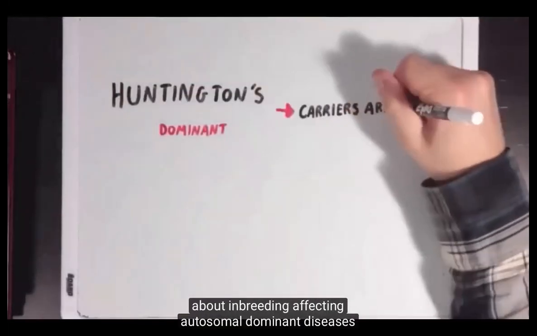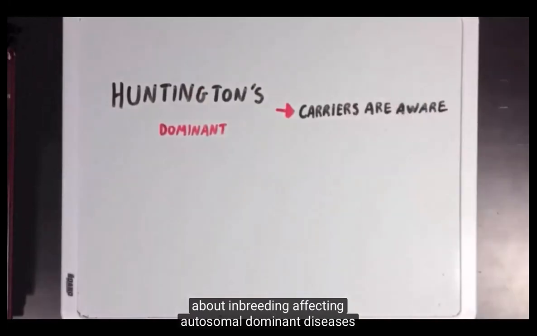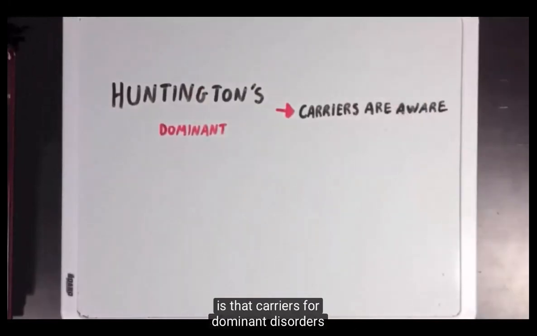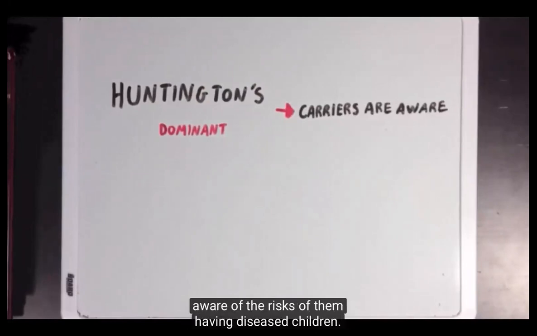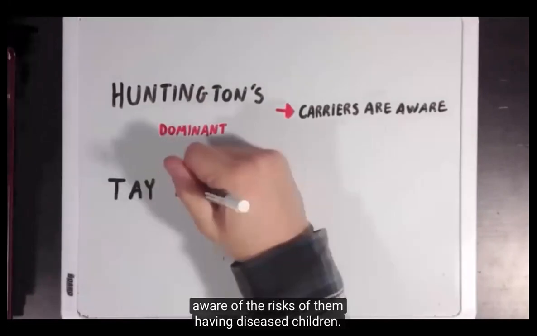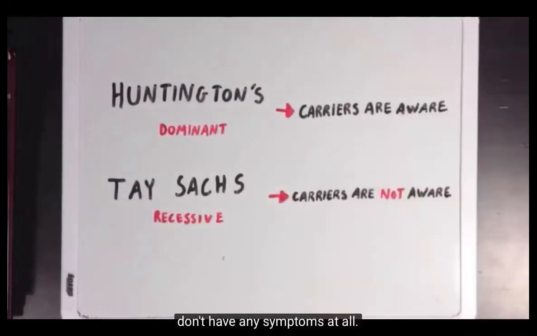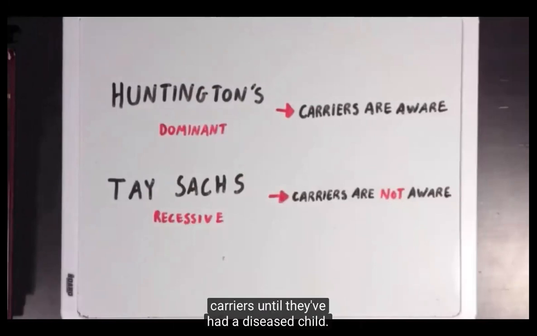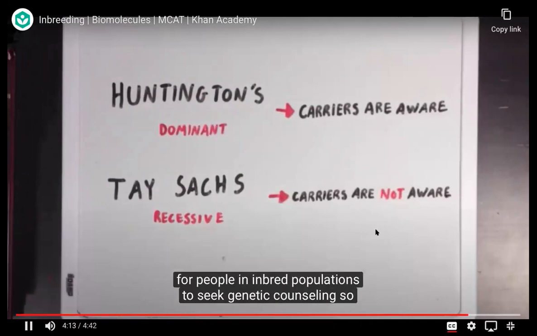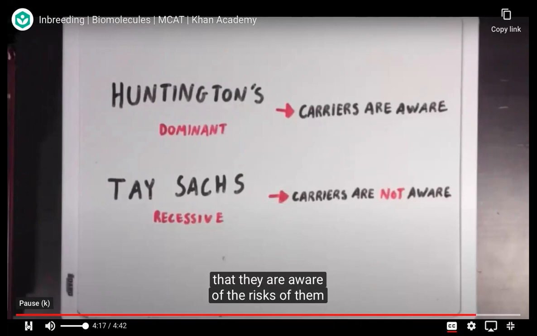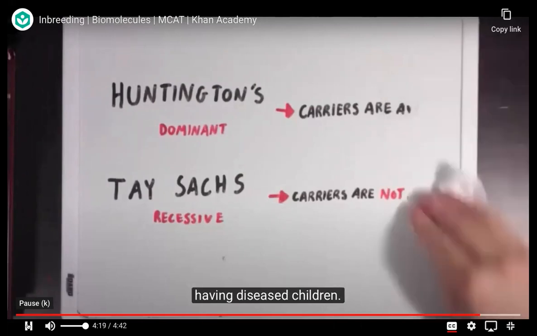Now, one of the other reasons why we're less concerned about inbreeding affecting autosomal dominant diseases is that carriers for dominant disorders are generally aware that they're affected and are well aware of the risks of them having diseased children. With recessive disorders, carriers usually don't have any symptoms at all, and they may not even know that they're carriers until they've had a diseased child. And this makes it much more important for people in inbred populations to seek genetic counseling so that they are aware of the risks of them having diseased children.